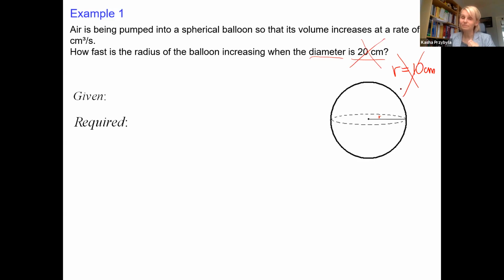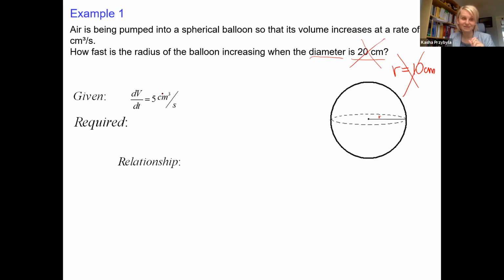What is given? Do you think you can type it for me? The rate of change of what? dV/dt. Really nice, yes. Yatniel also said rate of change of volume, yes. And we can see even the units are telling me it's volume because it's cubed. dV/dt, it's given. What is required?